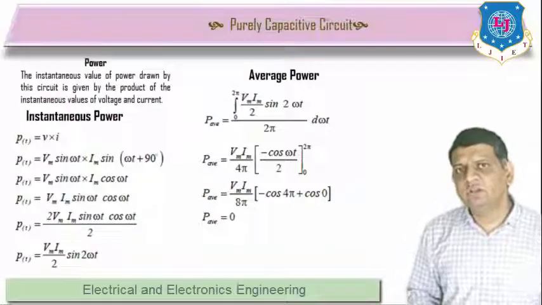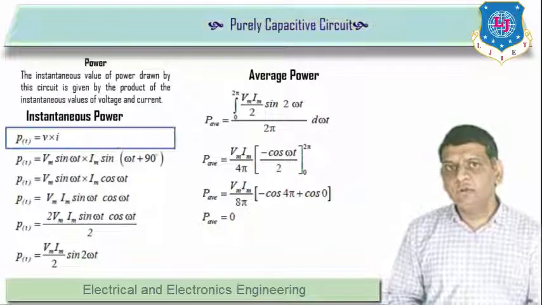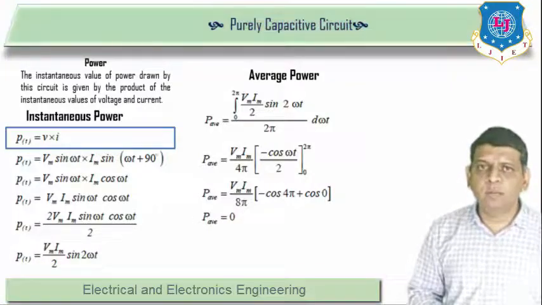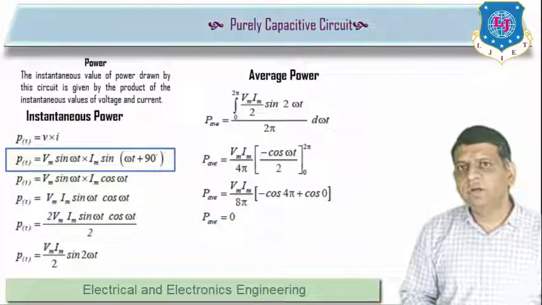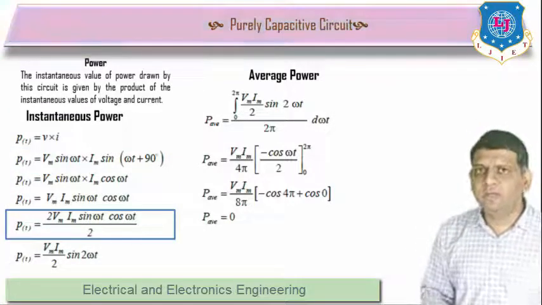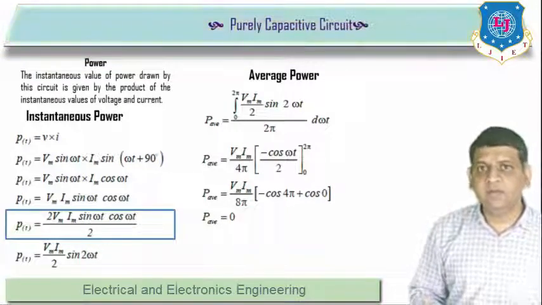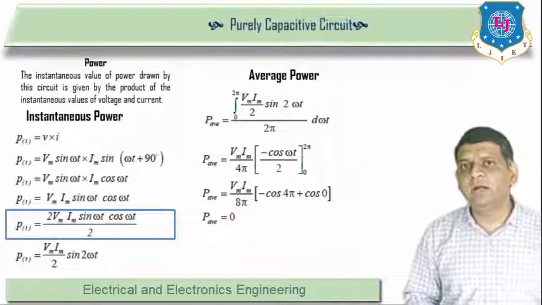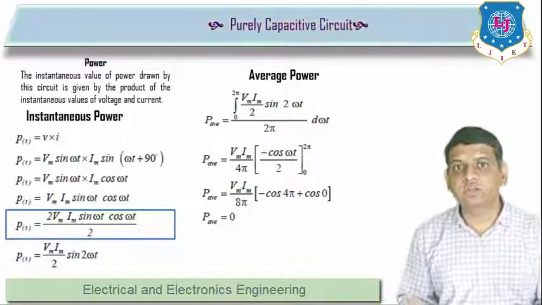The power calculation P. Now for the power calculation P is equal to V into I. So once you write P is equal to Vm sin omega t into Im sin (omega t plus 90), and then you convert into cos omega t. So then you will find the final equation P of t is equal to 2 Vm Im into sin omega t into cos omega t divided by 2. So from this you can be able to write the power equation Pt is equal to Vm Im divided by 2 into sin 2 omega t.